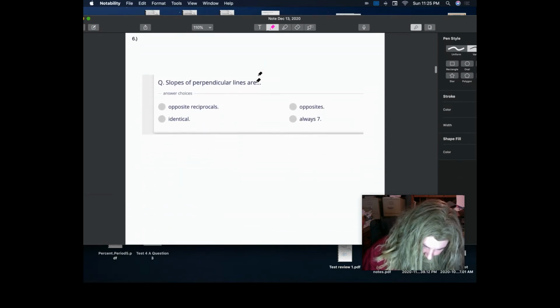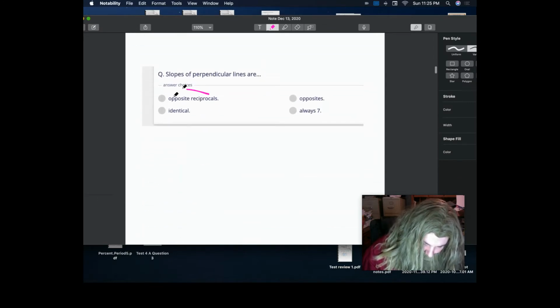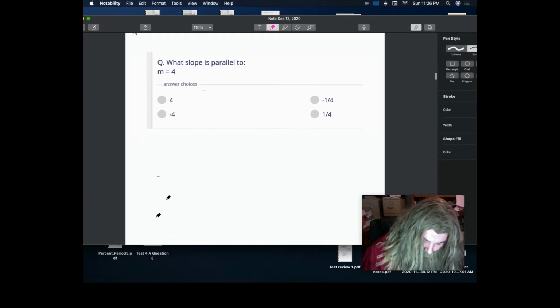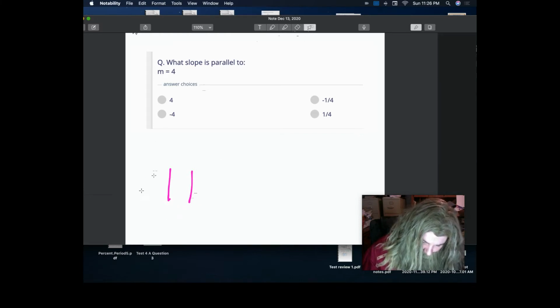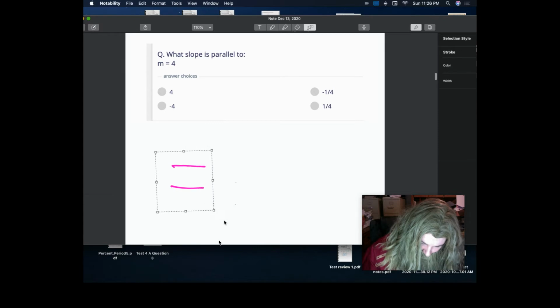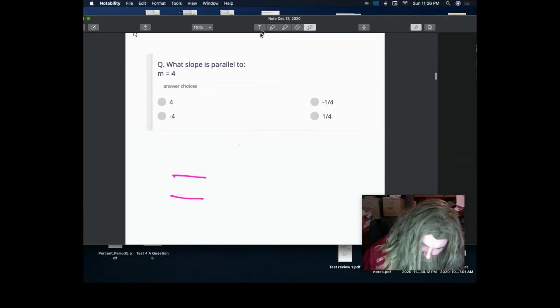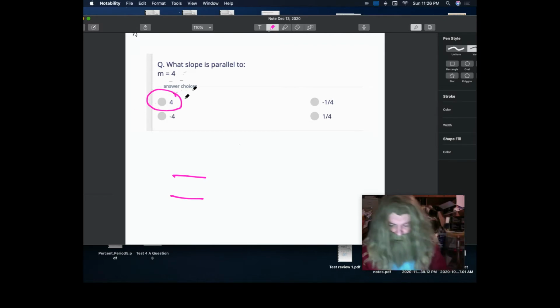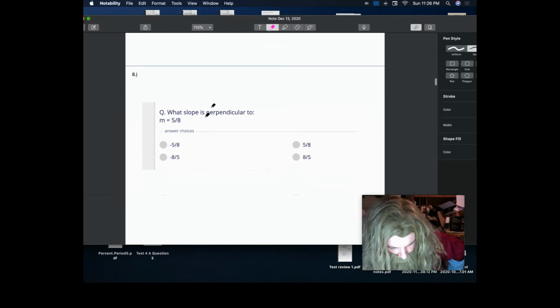Let's move on. Slopes of perpendicular lines, once more, have opposite reciprocal slopes. Let's keep going. We just answered that question. What slope is parallel to 4? And again, I cannot stress this enough. The two L's, if we rotate them, they form equal signs. So the slopes have to be the same. If the slopes are the same, what must the slope be? Clearly, it must be 4. Very good. Let's move on.